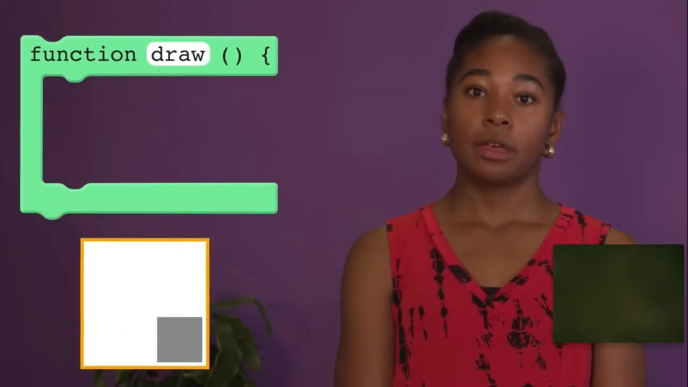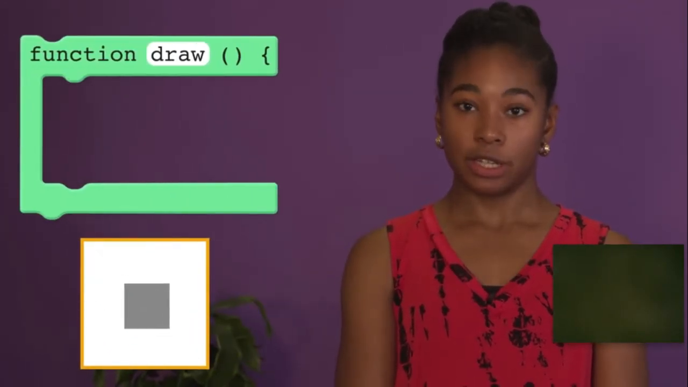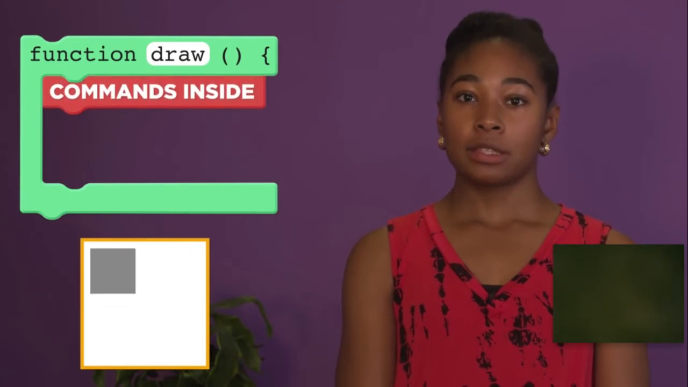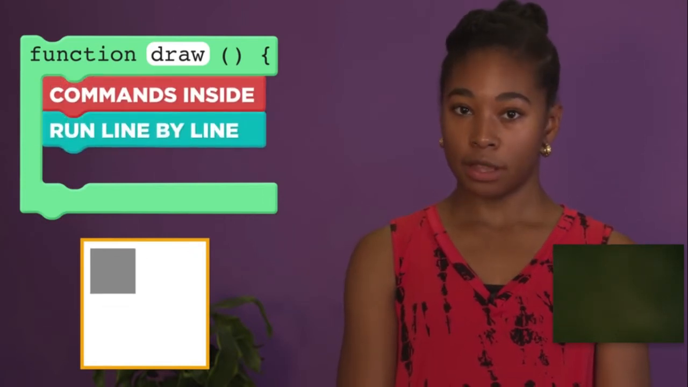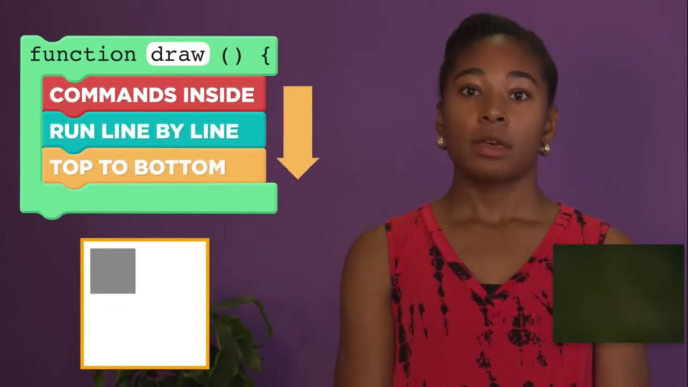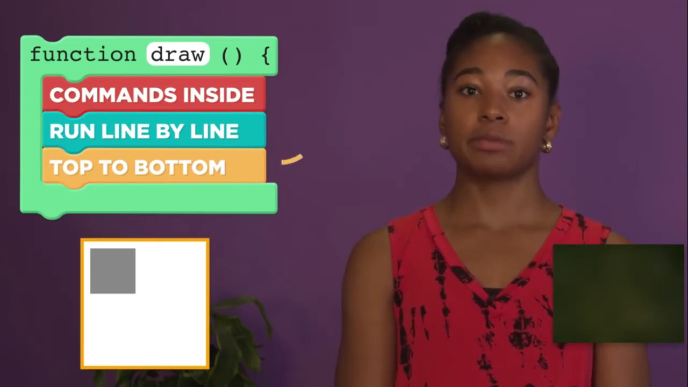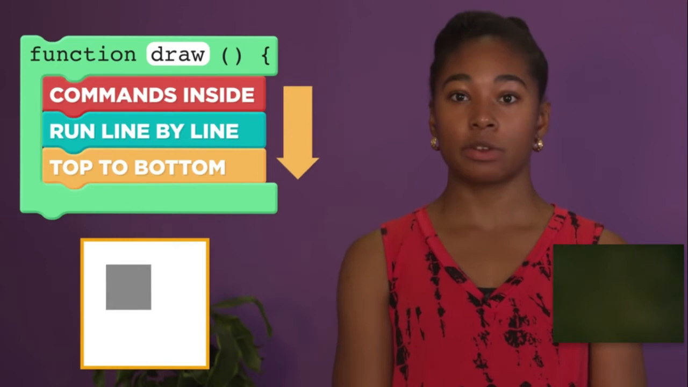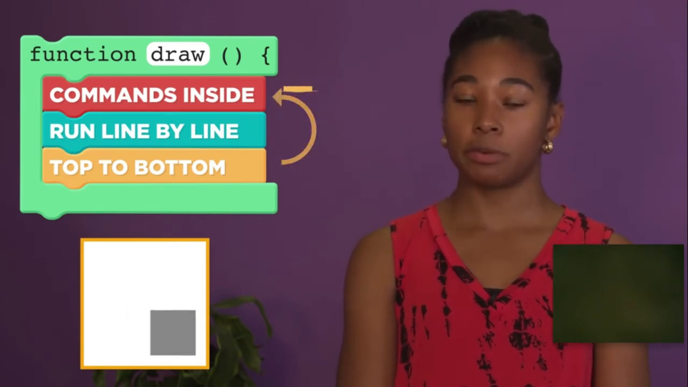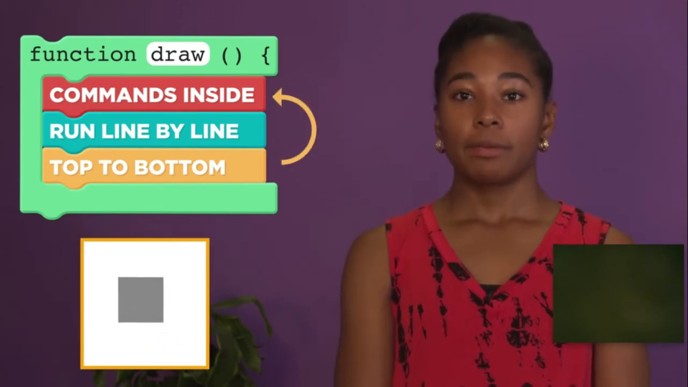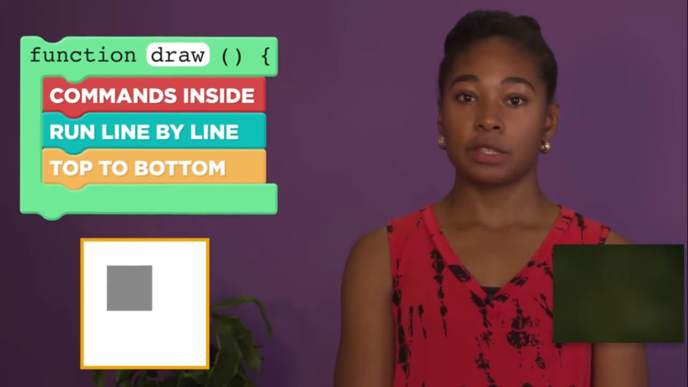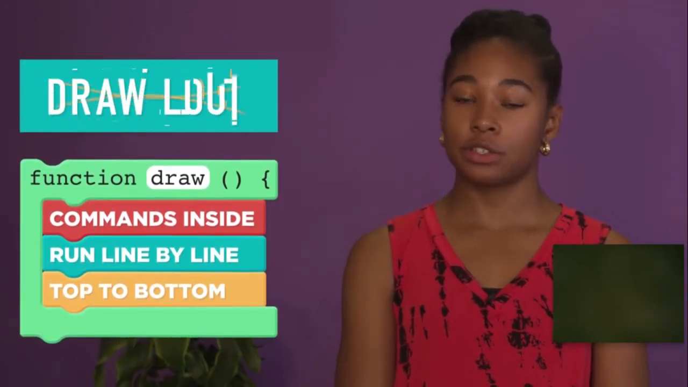In GameLab, we'll do this using the draw function. The draw function is special in GameLab. The commands inside of the draw function are run line by line from top to bottom. But once the computer reaches the end of the commands inside the draw function, it jumps back to the beginning and repeats the commands over and over again, as long as your program is running. Because the code in the draw function repeats in a loop, we'll just refer to this as the draw loop.